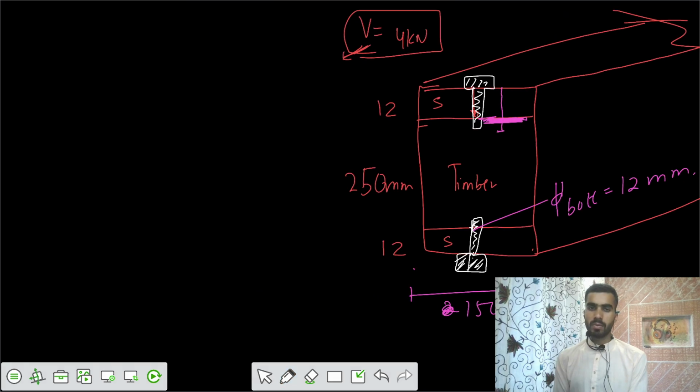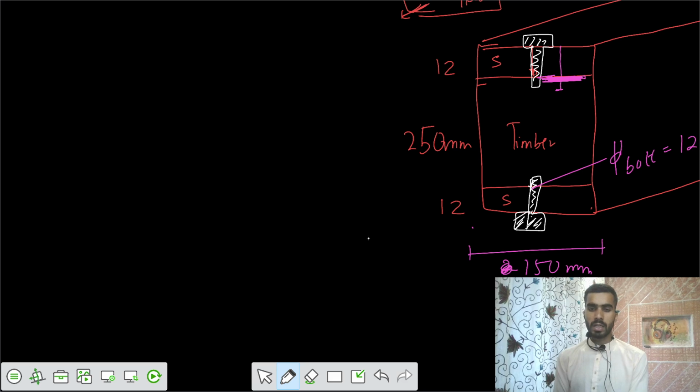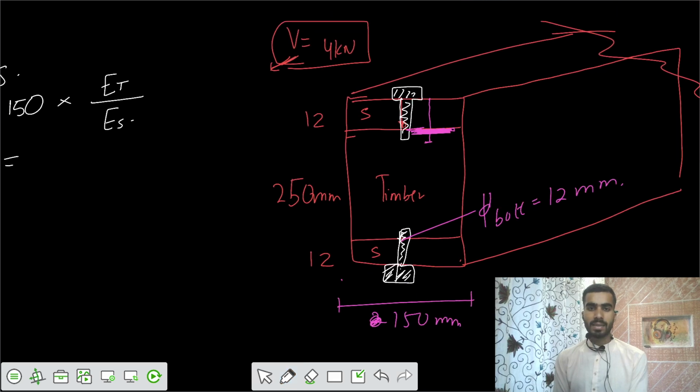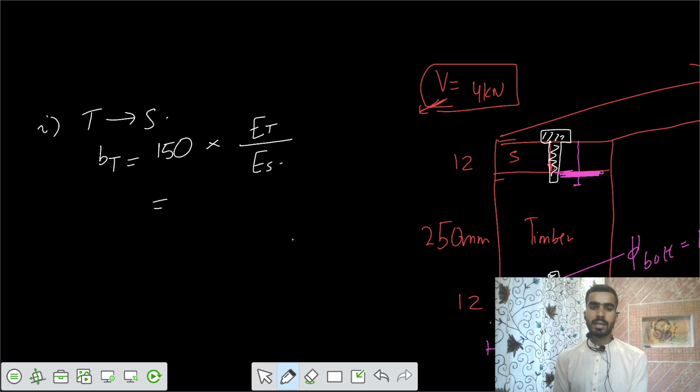Now the first step is to convert one of the members into the other. Let's say we convert that timber into steel. That means the width of that timber, initially 150, has to be multiplied by the modification factor, since you are converting from timber to steel. So you need the values of E_T and E_S, and the ratio is such that this value equals 1 by 20.